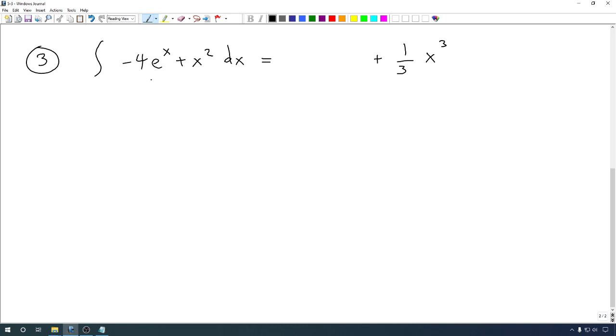With the negative 4e to the x, the negative 4 is a constant. So we can kind of ignore that and just integrate the e to the x and then multiply negative 4 to the result. Of course, like we just saw, the integral of e to the x is still e to the x. So we'll still have e to the x times that negative 4, and then don't forget your constant at the end. So problem 3 is pretty straightforward. Just remember how to integrate exponentials and powers.